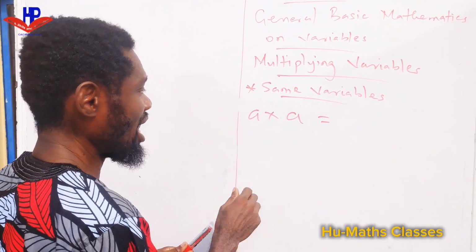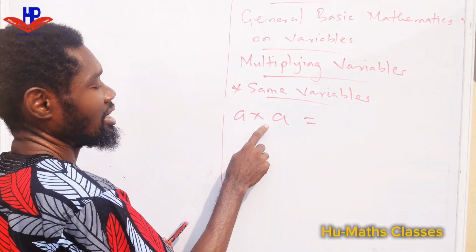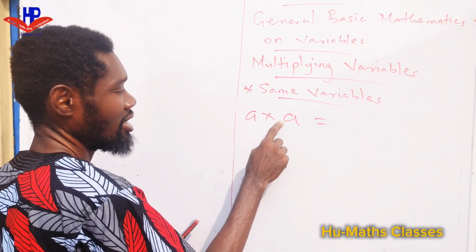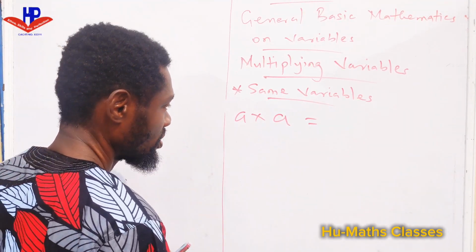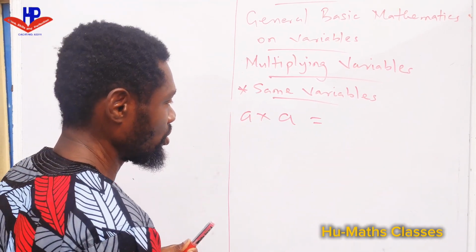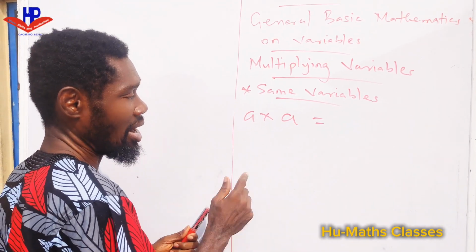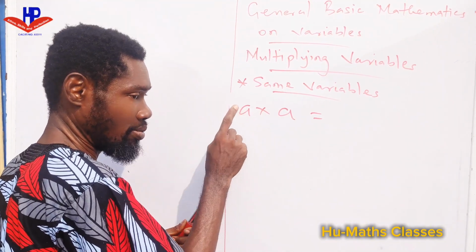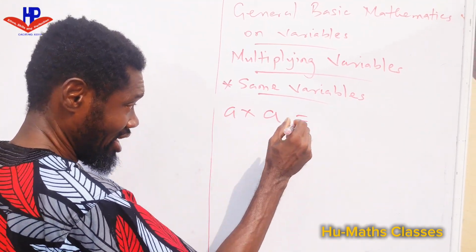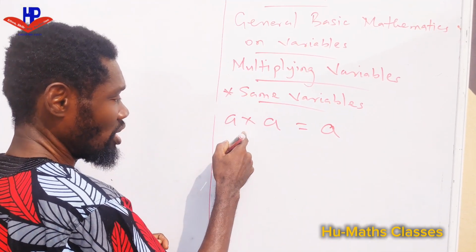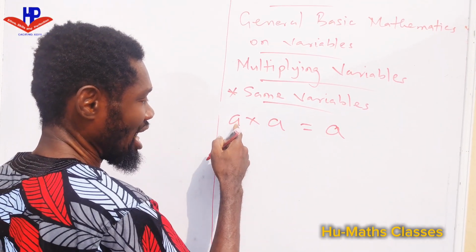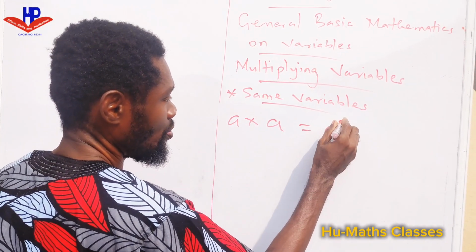You will notice that here we have two letter A's, A and A. Unlike addition, where we say our answer is 2A, our answer will not be 2A here, because here is multiplication. So our answer will be A raised to the power of what you have. There are 2 A's here, so it will be raised to power 2.